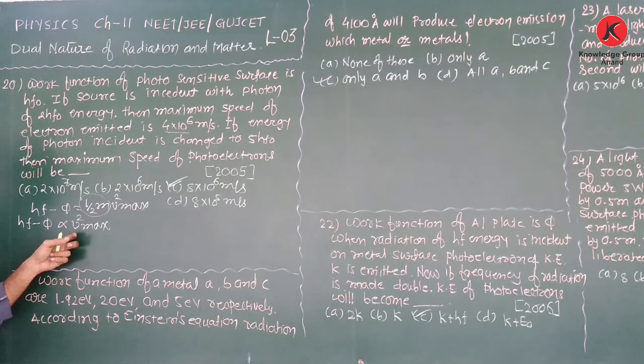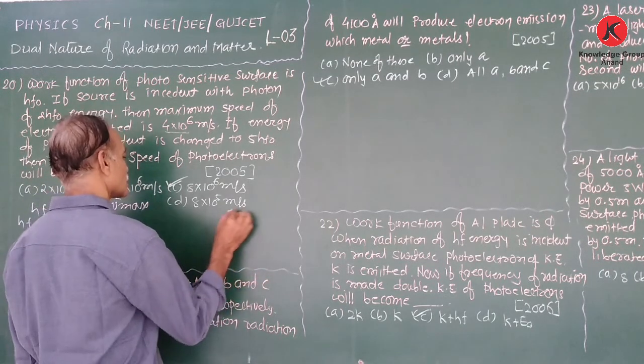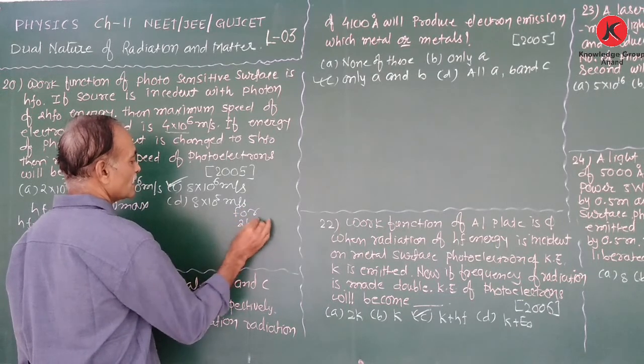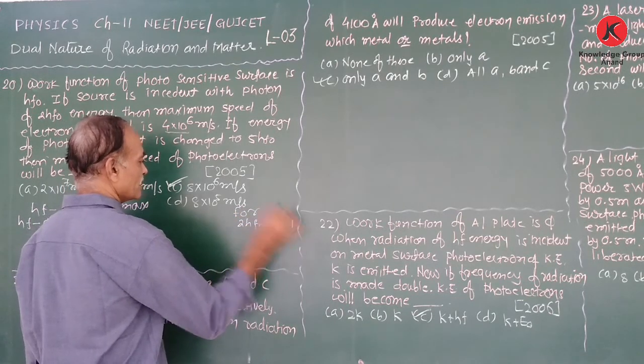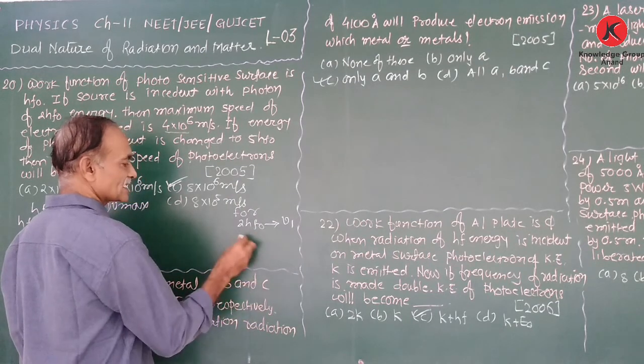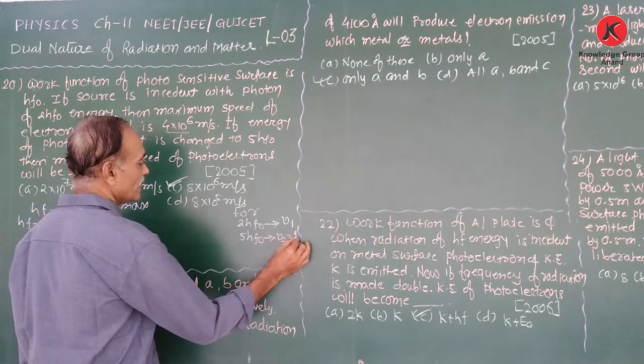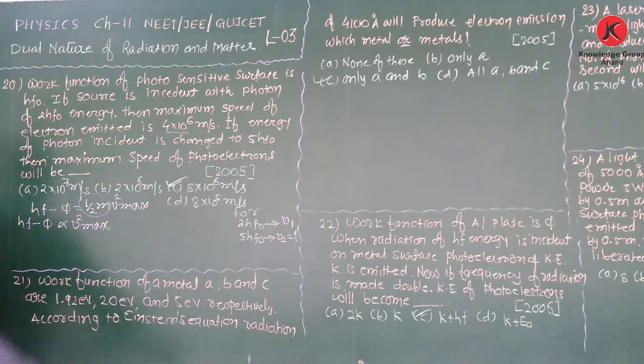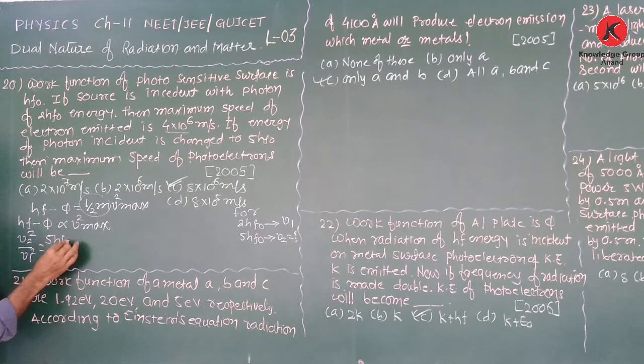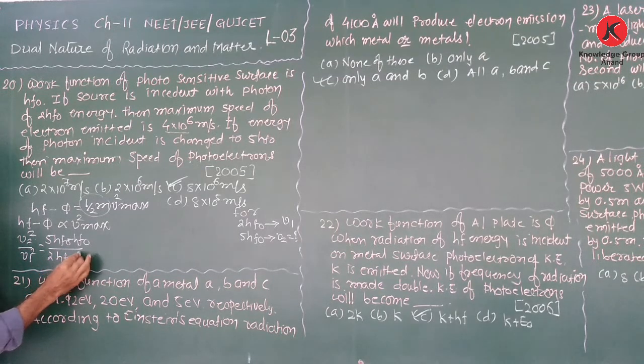at that time the speed is v1. Now listen, for energy 2hf0 the maximum speed is v1, that is given. If the energy is 5hf0, at that time the speed is v2, we have to find the value of v2. So from this equation we can write v2 square upon v1 square is equal to (5hf0 minus the work function hf0) upon (2hf0 minus hf0).